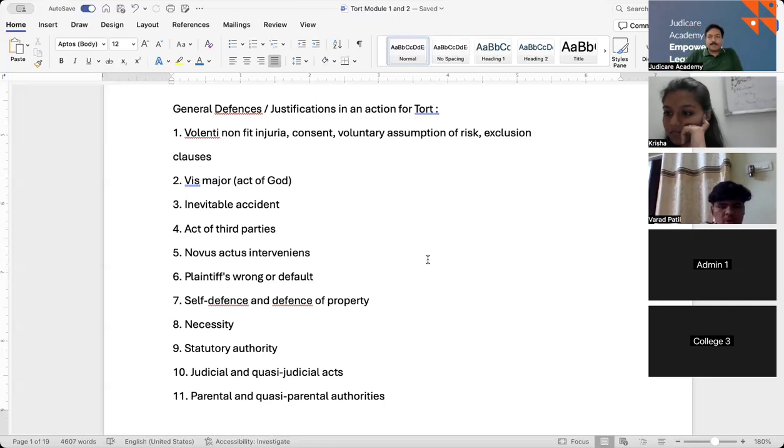Let's understand with an example. Case law: Knightley v. John Hughson Limited, 1983. A police officer and a driver both suffered injuries after a motorcycle collided with a car.